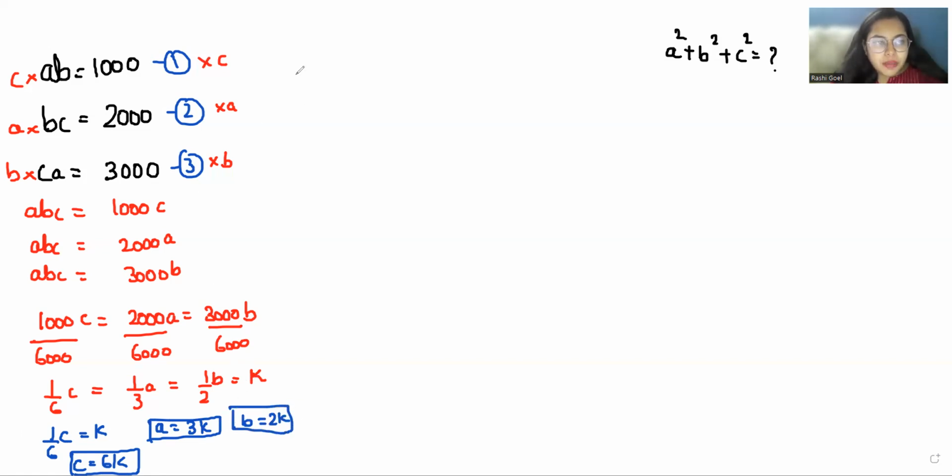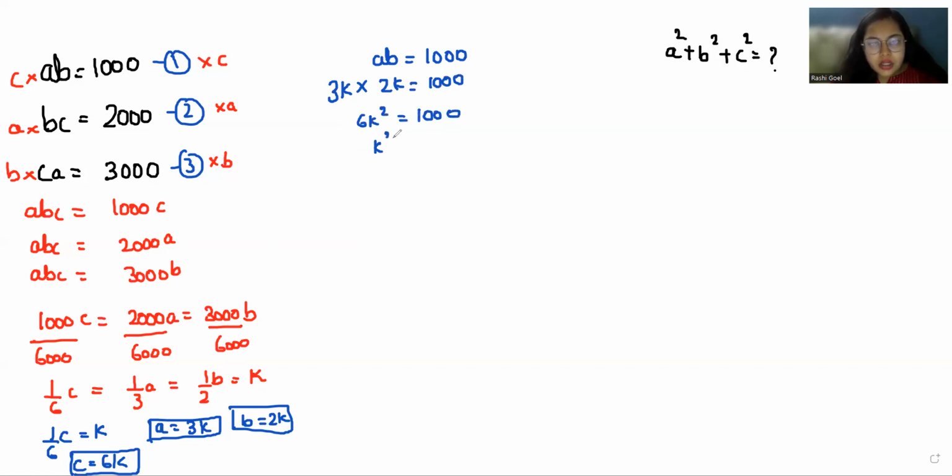Now from equation number 1, we know that AB is equal to 1000. The value of A is 3K times B is 2K is equal to 1000. That is 6K square is equal to 1000 and K square is equal to 1000 by 6, which is equal to 500 by 3. So we have to find the value of A square plus B square plus C square.